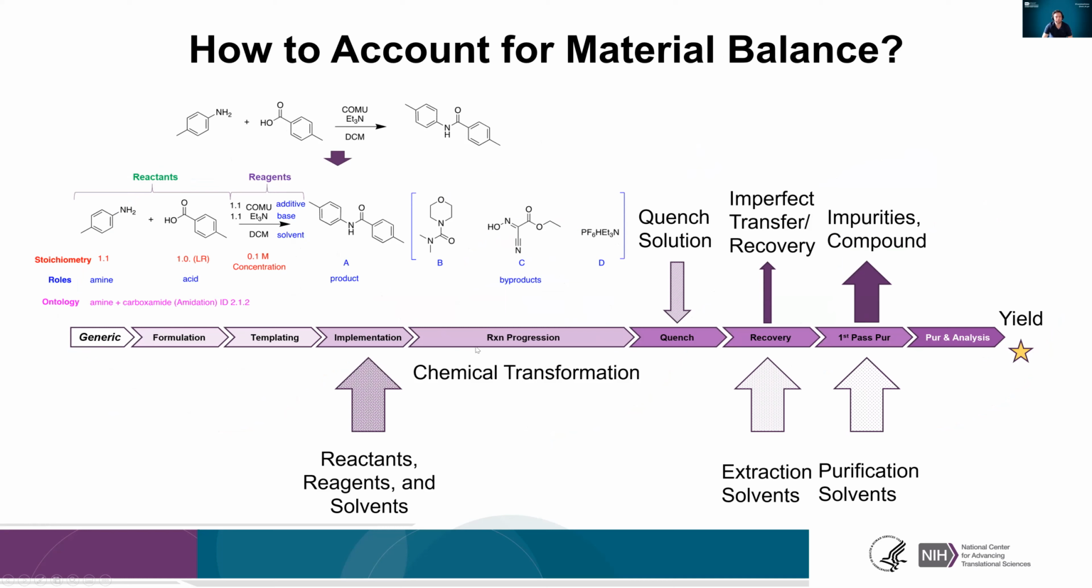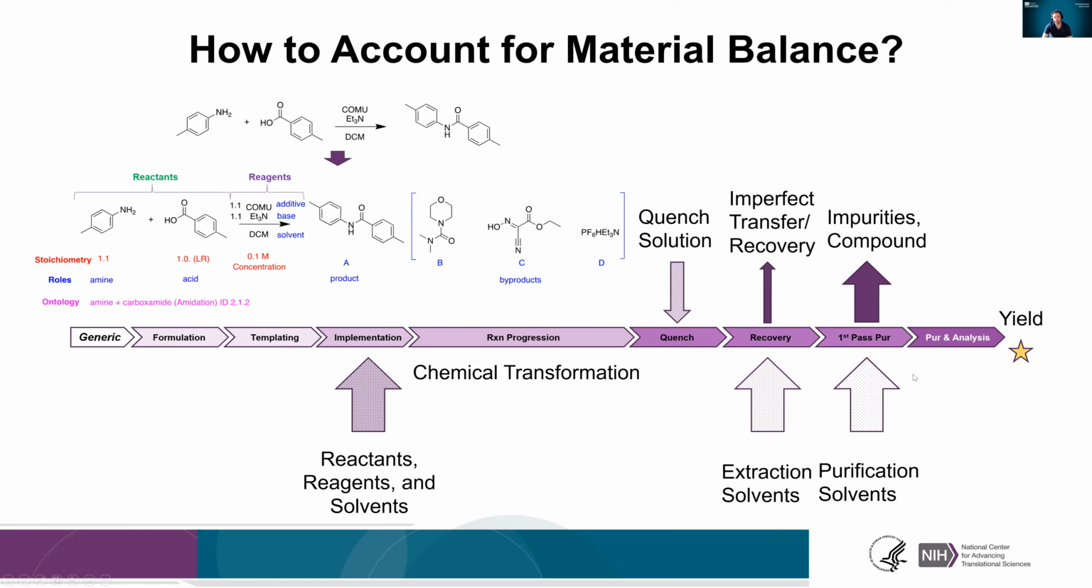And when we set things up, we have different material mass flows, right? So in the implementation phase, we're adding reactants, reagents, and solvents. We add a quench solution. We might have some mechanical losses from imperfect transfer or recovery. We might do some extraction solvents. A first pass purification will remove impurities.